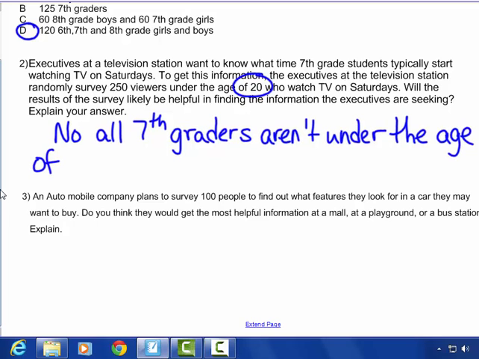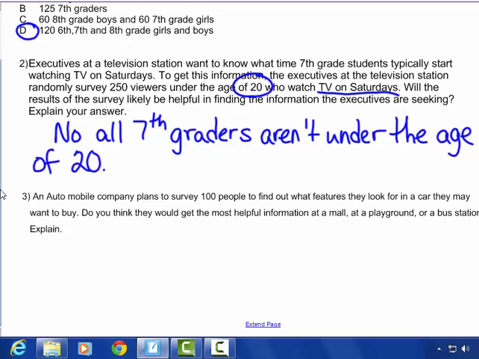In the survey, 250 viewers that are under the age of 20 who watch TV on Saturdays. Well, just because somebody's watching TV that Saturday doesn't mean that they always watch TV. All 7th graders aren't under the age of 20. That's first of all a problem. And they're only asking people who are watching it on Saturday. Maybe that specific Saturday you were with your family on a trip and you weren't watching it. So I don't think that that's a valid population there.